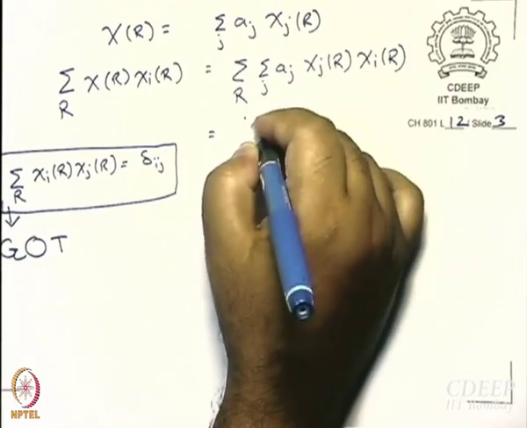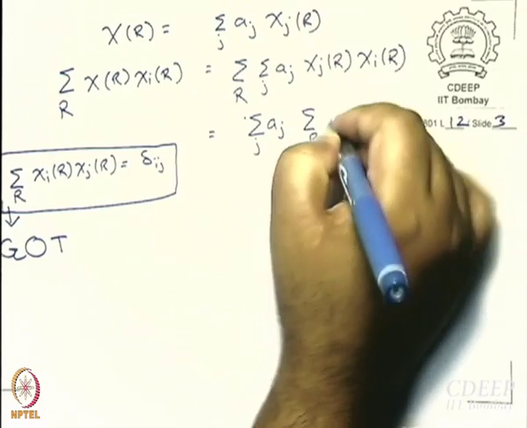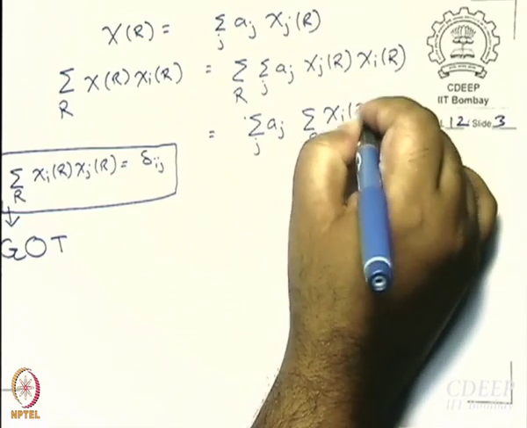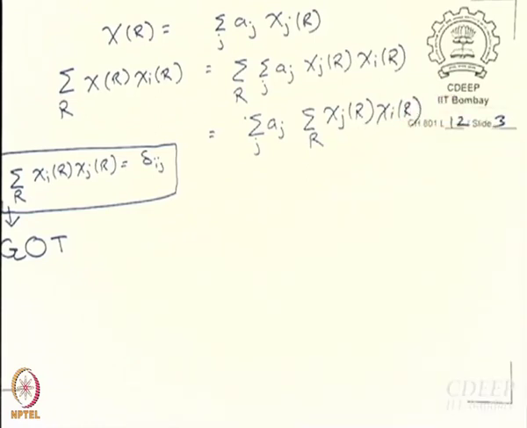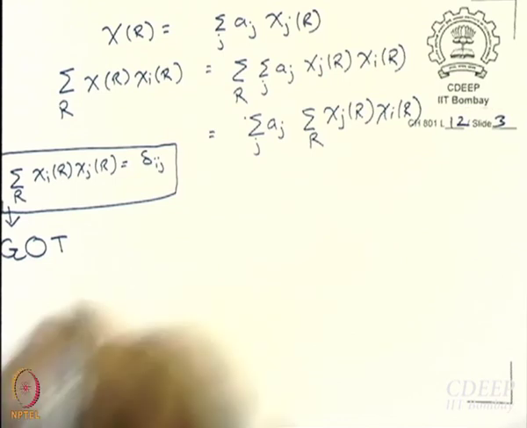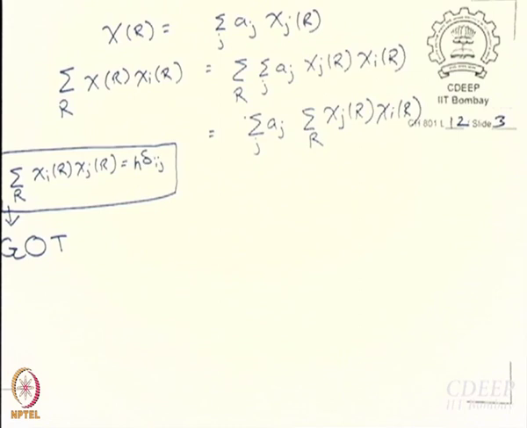So, what I will do is I will just put it like this, sum over j, let us say aj, then sum over r chi j r chi I r. This is not delta ij. What is this? H delta ij. Don't forget that. Okay, H delta ij. Now, so what do I get? What does the right hand side become?